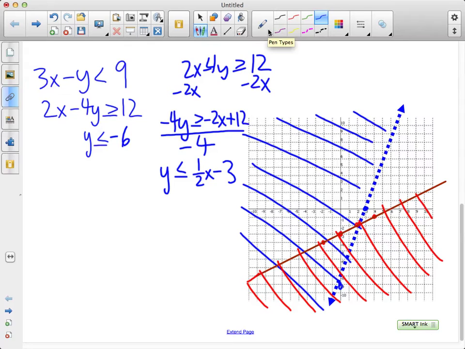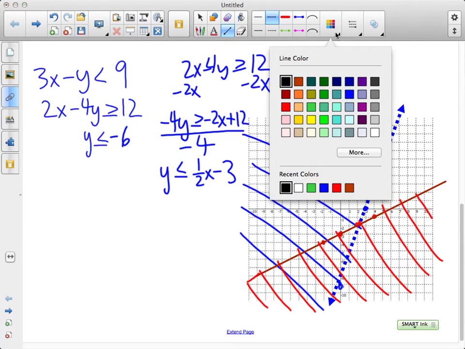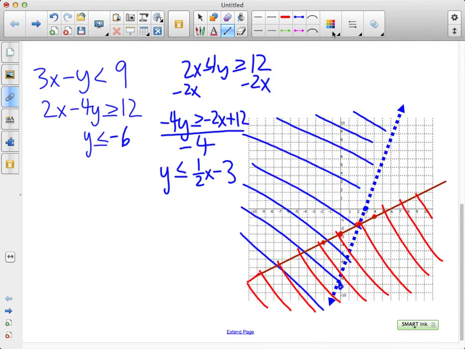Now this one's easy. y less than or equal to negative 6 is just a straight horizontal line across negative 6. And it's solid because it's less than or equal to. We'll use green. So I go down to negative 6, and I draw a straight horizontal line. And then I'm going to shade everything below because it's less than.